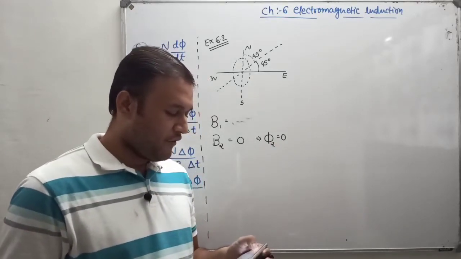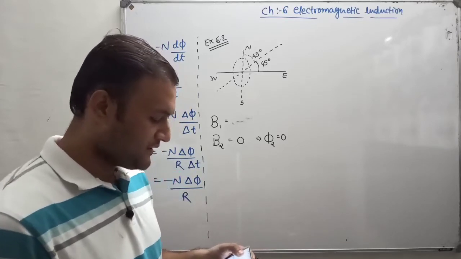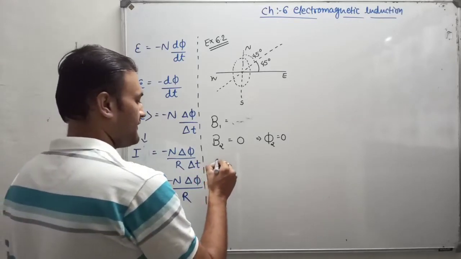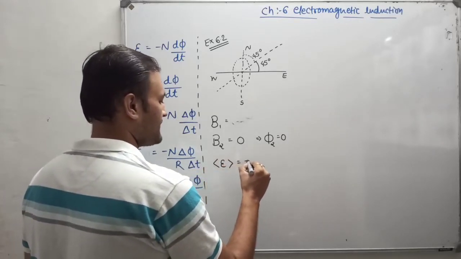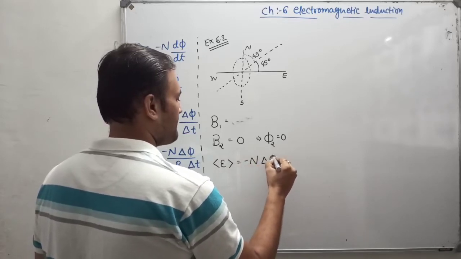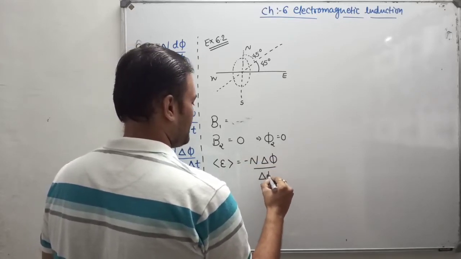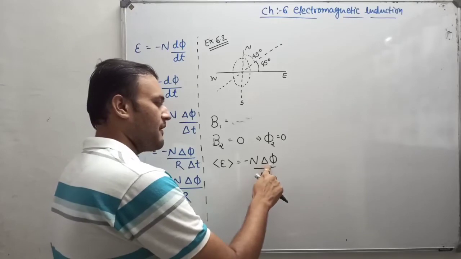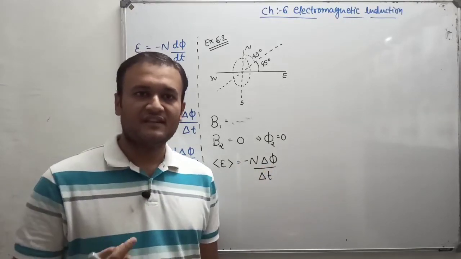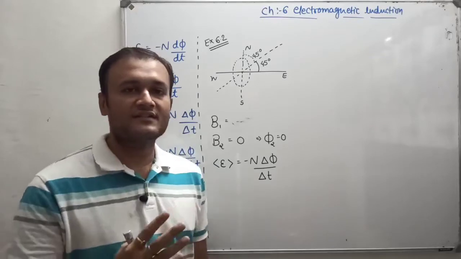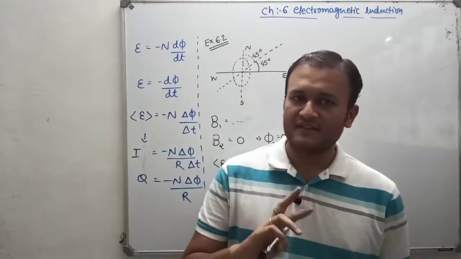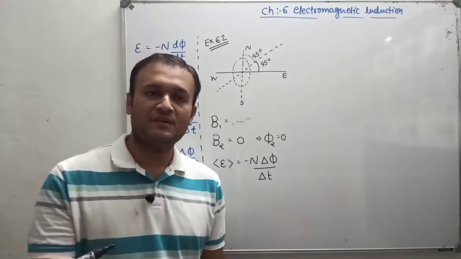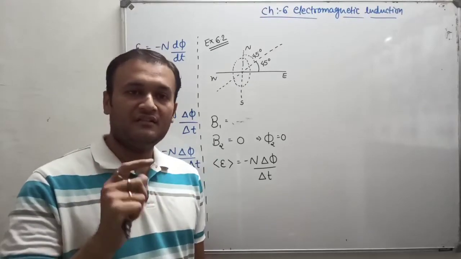Determine the magnitude of induced EMF and current during this time interval. Average induced EMF E is equal to minus n delta phi by delta t. We have to calculate delta phi because B will be changed. There are three types of change in flux. First is change in magnetic field. Second is change in area of the coil, otherwise change in the shape. Third one is change in the angle between them.